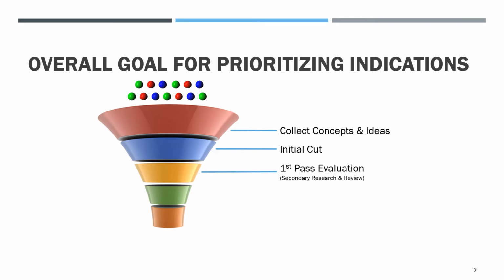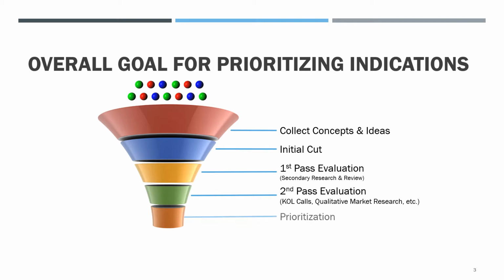A first pass evaluation is then made using secondary research such as syndicated market research reports, published literature, and available databases. With a handful of selected indications, it can be helpful to do a second pass evaluation using KOL calls or subject matter expert calls and qualitative market research such as in-depth interviews with practicing physicians. With the insights gained from the evaluation, the team can then prioritize the options to help identify a lead indication.